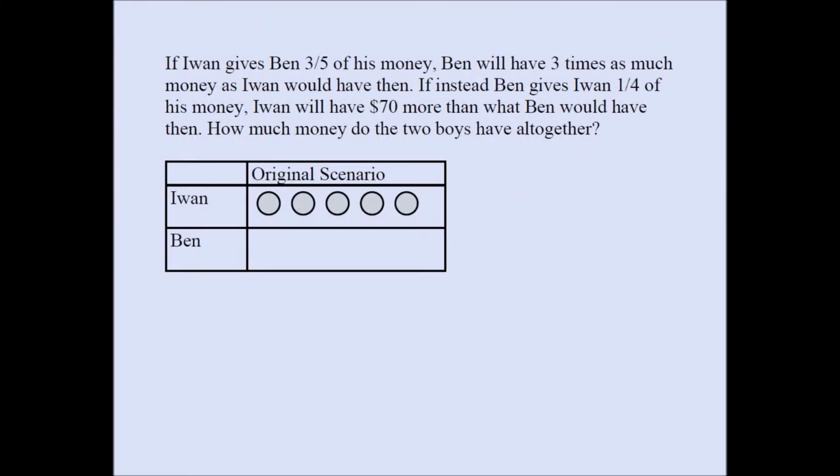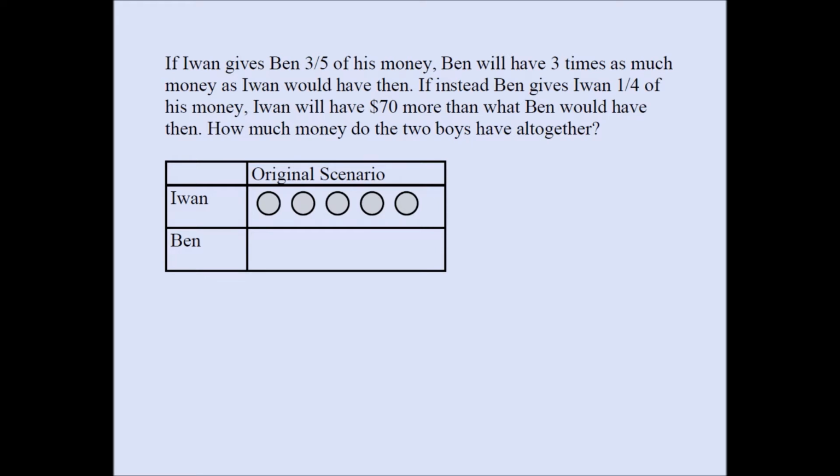So we're going to solve this problem visually. Since Ivan gives Ben 3/5 of his money, I'm going to assign 5 circles to represent Ivan's entire amount. Why did I choose 5? 5 allows me to find 3/5 of Ivan's money in a convenient way. So it's a good idea to choose 5 to represent the entire amount Ivan originally had.